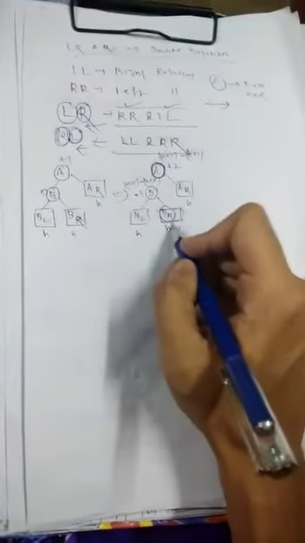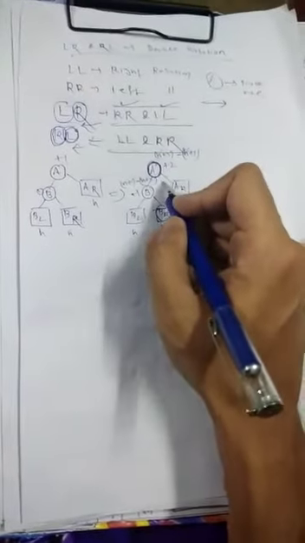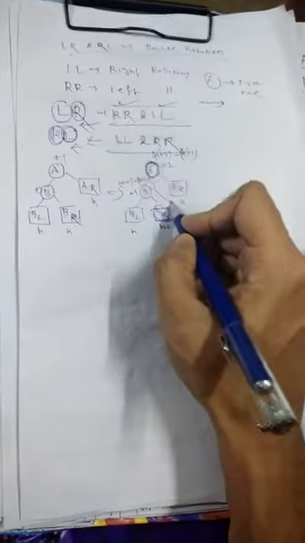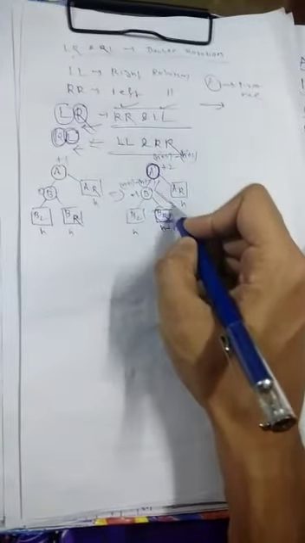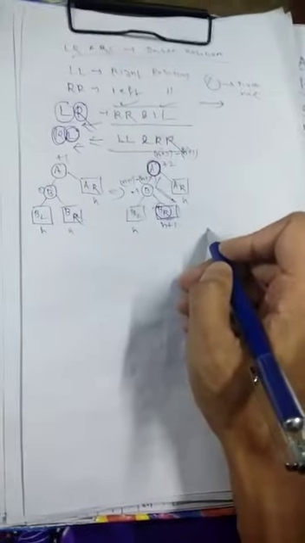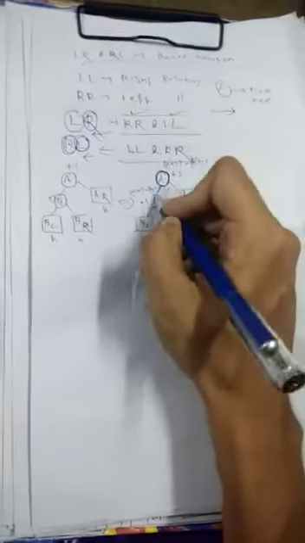Then what is the rule? We have to first find the pivot node, then go towards the newly inserted node. So where is the newly inserted node? Here is the newly inserted node. So we go towards the newly inserted node, we should move forward in this way. Then jump 2 hops. Where are the 2 hops? Here 1 hop, here 2 hops.